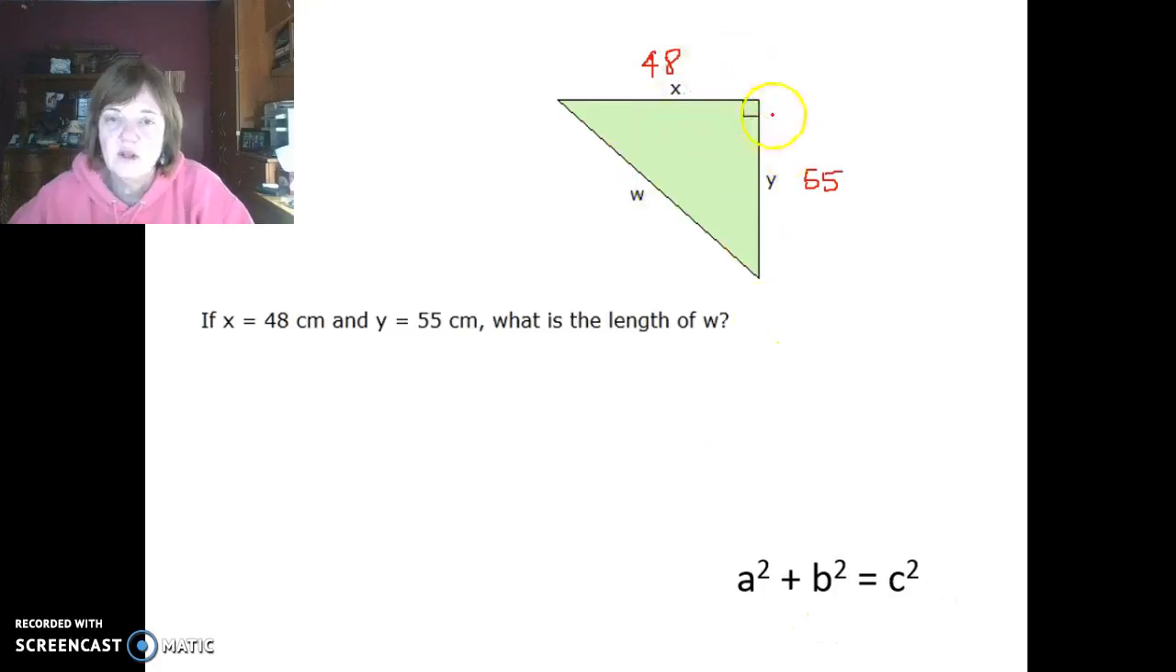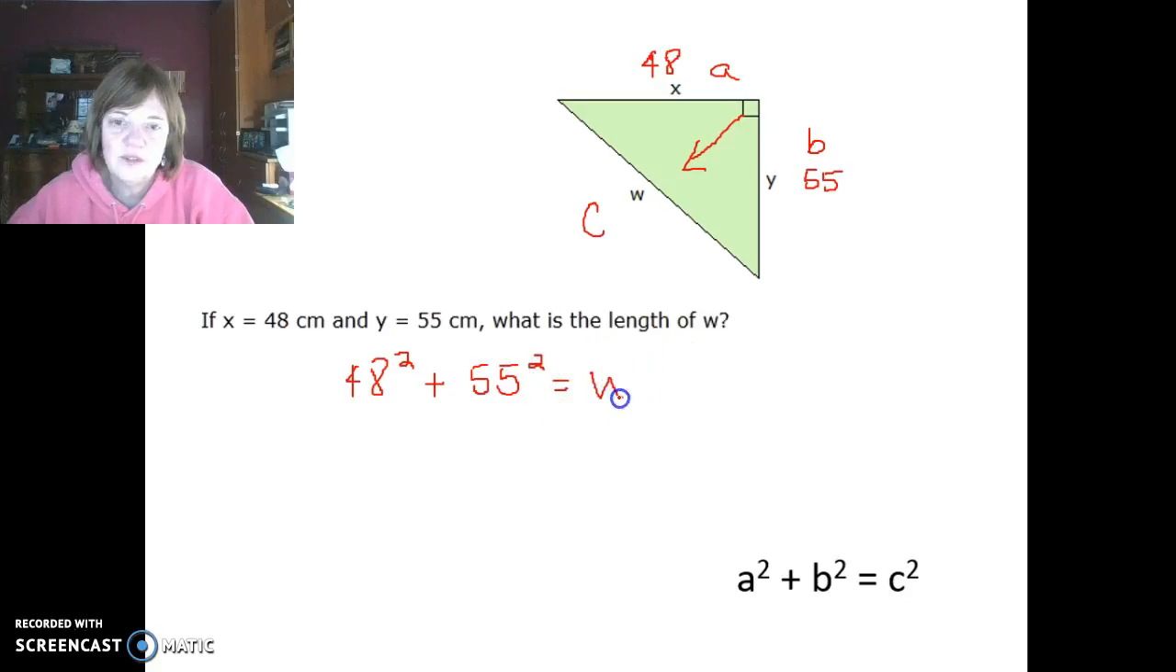Now we know our 90 degree angle, our right angle, is right here, so it's pointing over to our hypotenuse. That is our C. That means the other two are A and B, and it doesn't matter the order. So we're going to take 48 squared plus 55 squared. That's going to equal W squared.